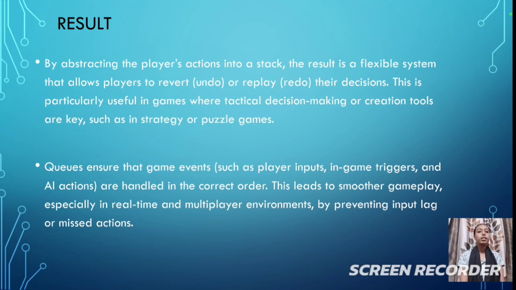Result. By abstracting the player's actions into a stack, the result is a flexible system that allows players to revert, undo or redo their decisions. This is particularly useful in games where strategic decision making or creation tools are key, such as in strategy or puzzle games. Queues ensure that game events such as player inputs, in-game triggers and AI actions are handled in the correct order. This leads to smoother gameplay, especially in real-time and multiplayer environments, by preventing input lag and missed actions.